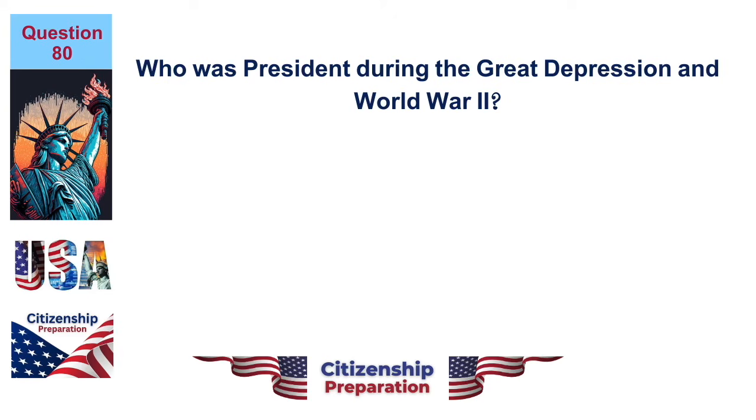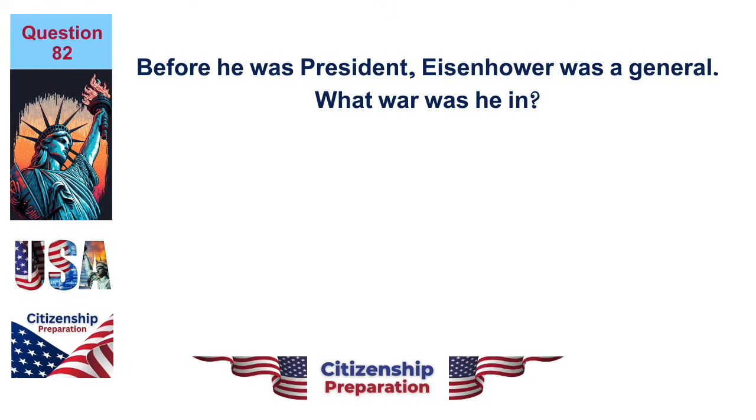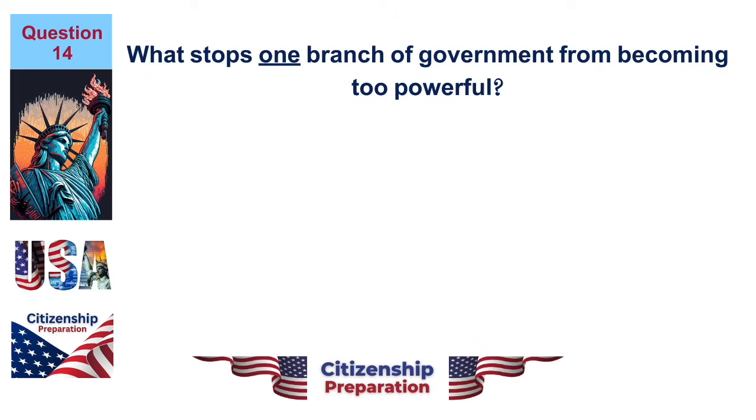Who was president during the Great Depression and World War II? Franklin Roosevelt. Before he was president, Eisenhower was a general. What war was he in? World War II. What stops one branch of government from becoming too powerful? Checks and balances.